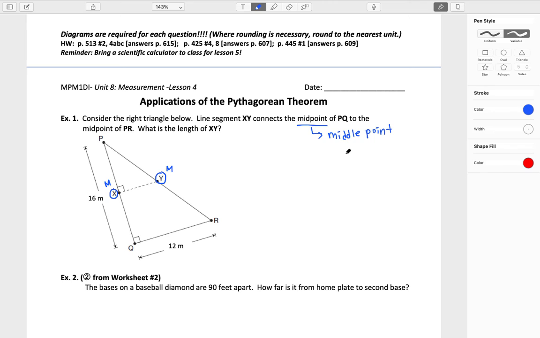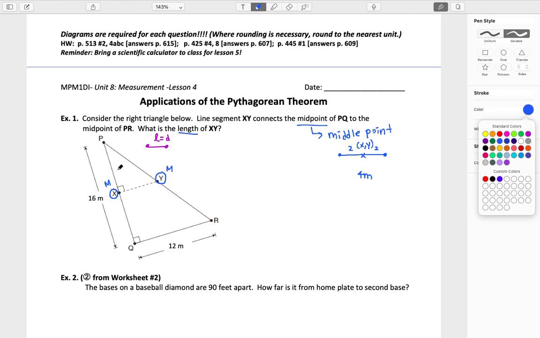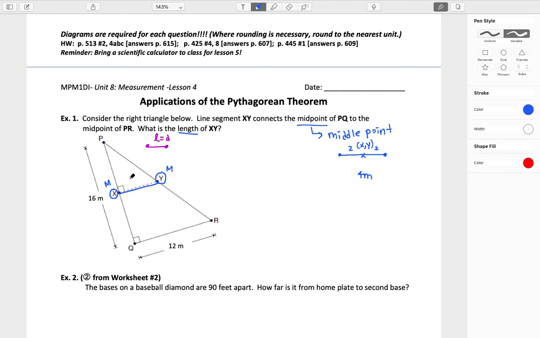So therefore, middle point means that if I were to be given, let's say, this length, this point x must be right in the half of the distance. So if the length is, let's say, 4 meters, the midpoint over here must be 2 and 2, right at the half. Okay, so we are looking for x, y. So we're looking for this distance here.